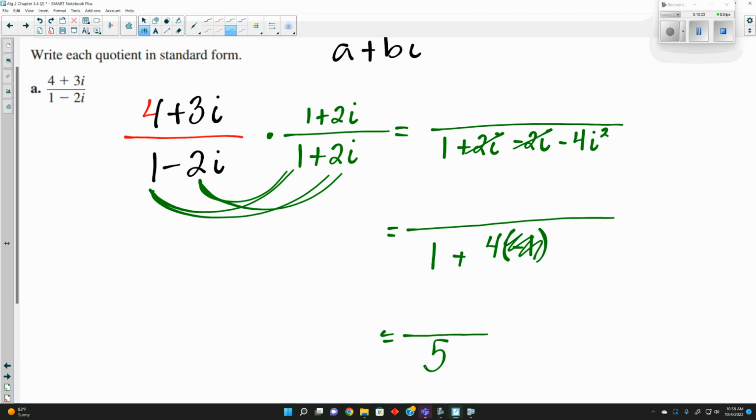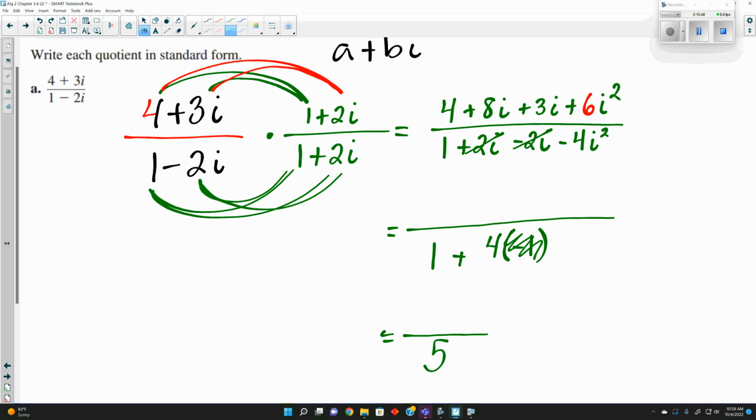Now we need to do the same thing with the numerator. 4 times 1 is 4. 4 times 2i is going to be plus 8i. Then we can do 3i times 1, which is plus 3i. And 3i times 2i is going to be plus 6i squared.